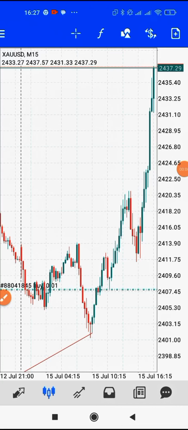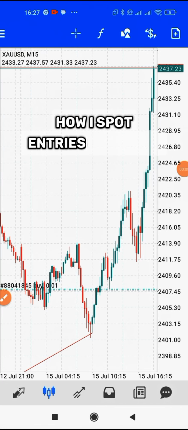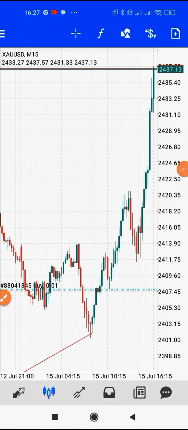I want to share with you how I always spot entries very fast, like within the snap of a finger. I just spot an entry and then I'll be able to enter the trade and get one or two for myself. I want to reveal to you how I was able to make 50% of a particular capital, right?